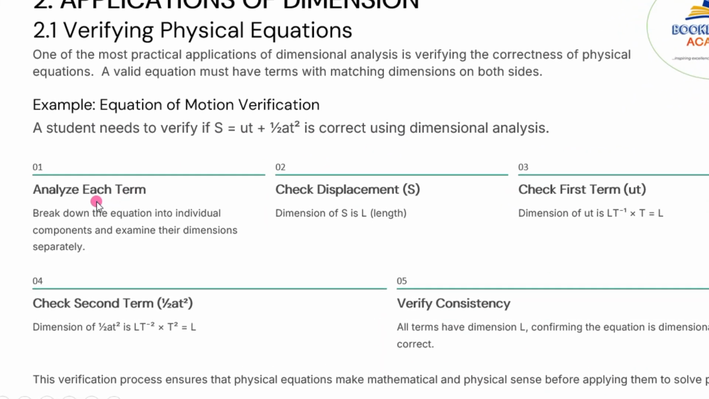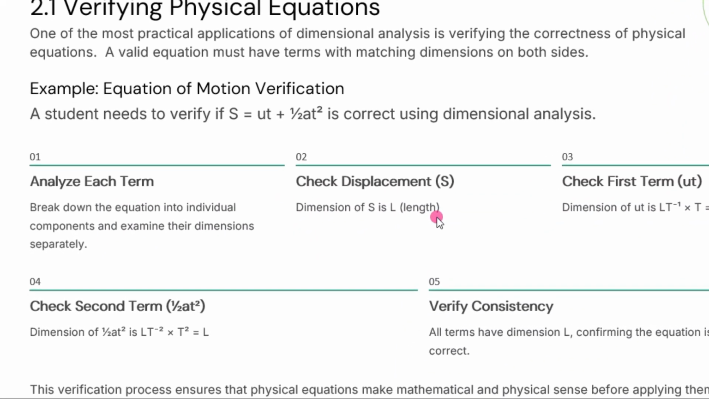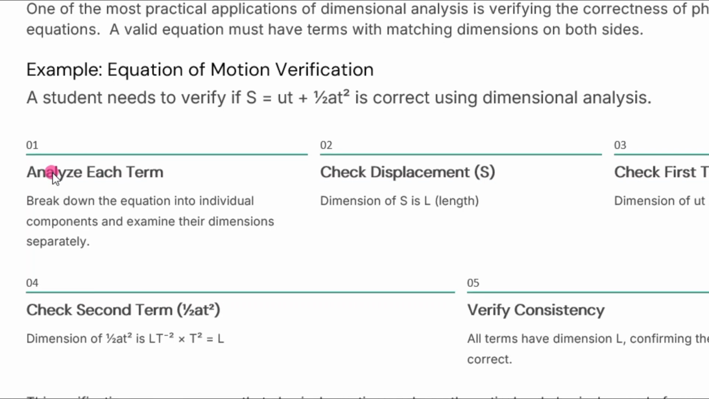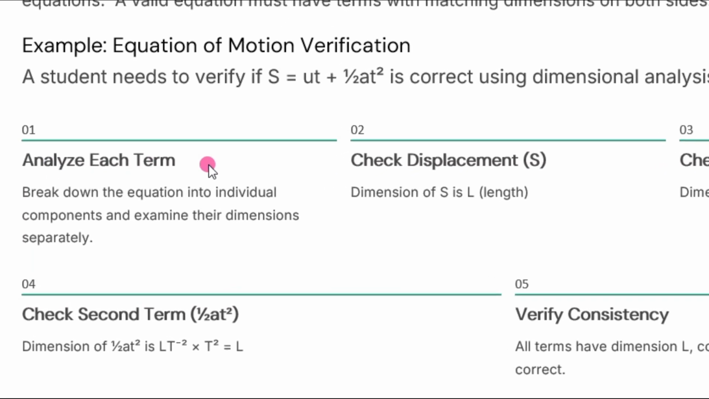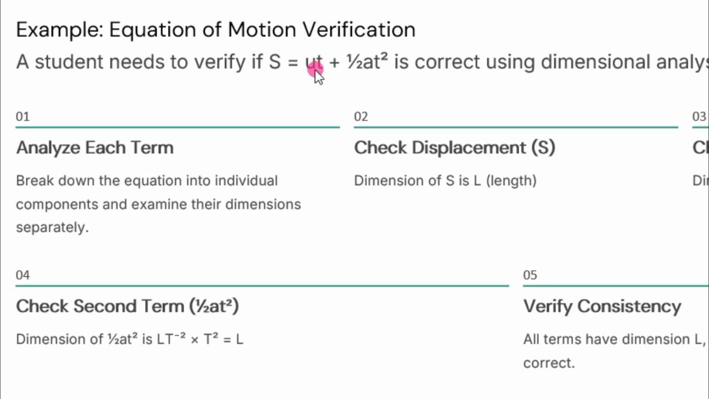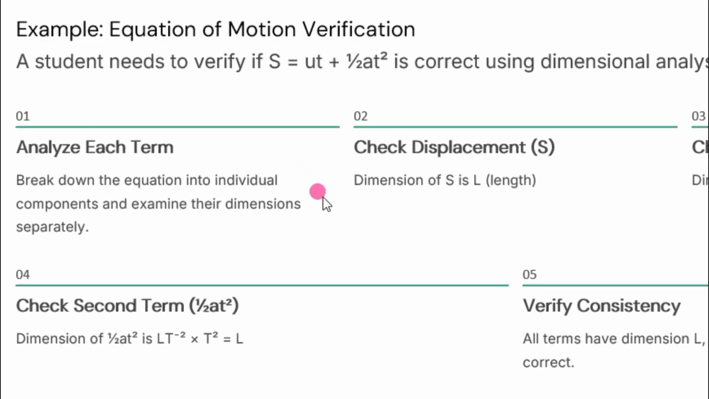So I put out a couple of steps that we can use in dimensional analysis. The first thing you need to do is to analyze each term. So this is a term. UT is a term. Half AT squared is a term. S is a term. So let's analyze each term. When we look at each term, what can you make out of it? So the first term is displacement. This S is displacement.